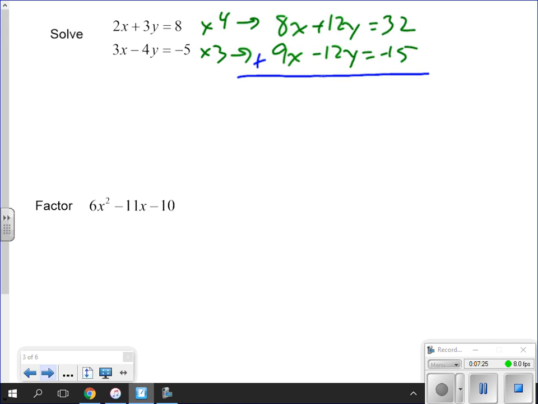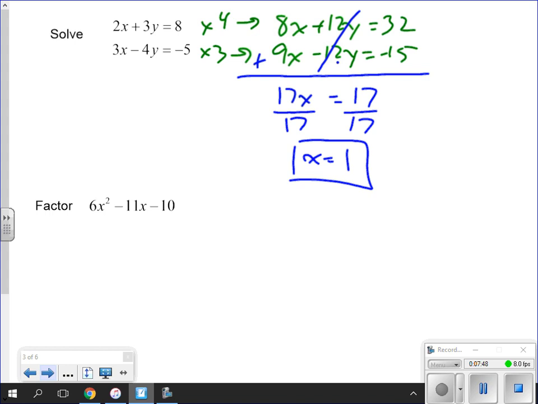Add the two equations. 8 plus 9 is 17x. 12 and negative 12, those cancel. That's why I did this. I eliminated my y's. 32 plus negative 15 is positive 17. Ooh, this is easy. Divide both sides by 17. x equals 1. So I need to ask you, x equals 1, am I finished? No, you're right, I'm not finished. What do I need to do? I need to figure out my y.